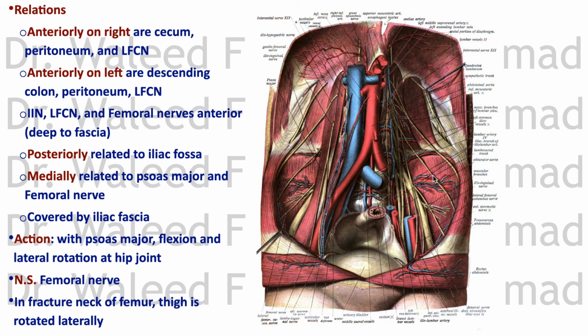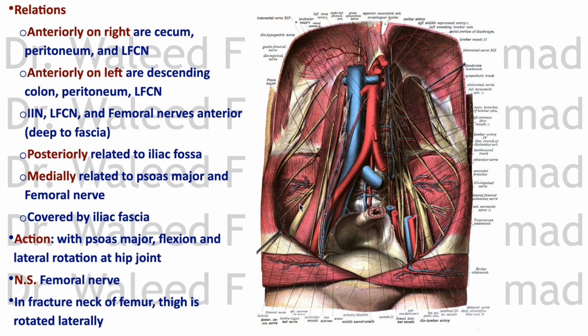Posteriorly, there is the iliac fossa, of course, the one that it takes origin from, and medially it is related to psoas major as it joins the muscle to its insertion in the lesser trochanter of the femur. Of course, it's covered by iliac fascia, the one we talked about, where the nerves are behind the fascia and the vessels are in front of the fascia. Now the action of the muscle with psoas major is flexion and lateral rotation at the hip joint. The nerve supply is the femoral nerve.